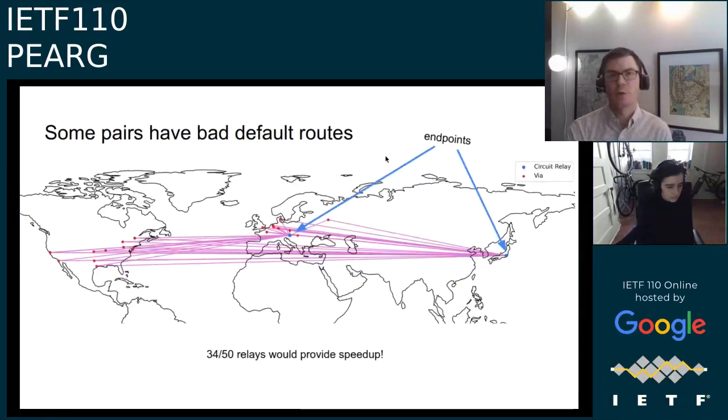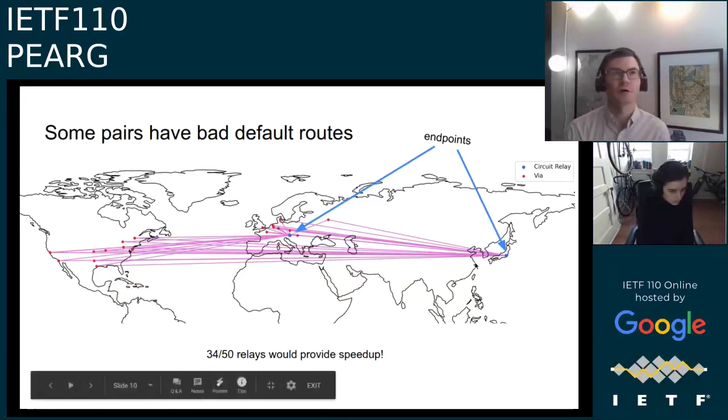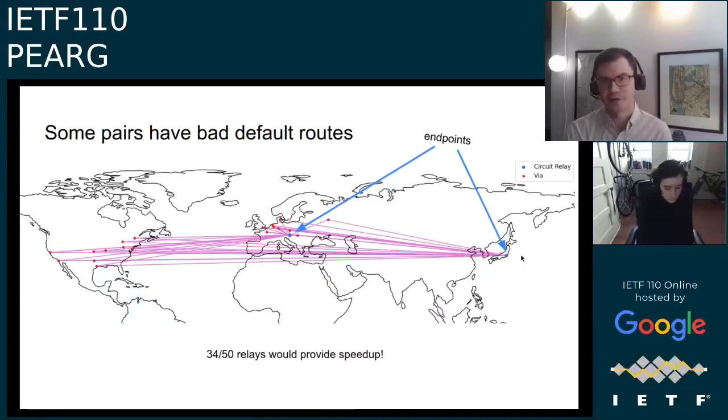Yeah, and so we also observed that many of these pairs of nodes, their default routes are really bad. In this example, 34 out of the 50 relays, when used as intermediate nodes, would provide a speedup. So the default route is worse than choosing another node in the Tor network at random to route traffic through. And again, this just indicates that whatever default route is coming out of this relay to the other relay is particularly bad.